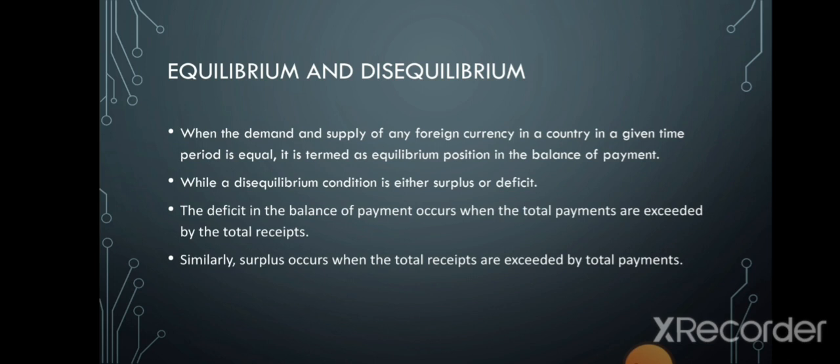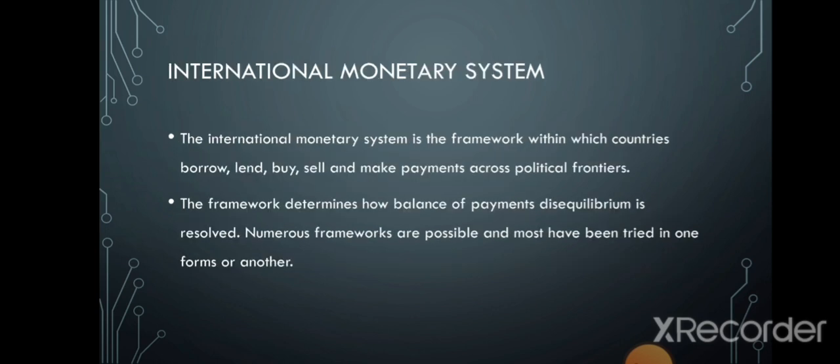So there are different types of balance of payments disequilibrium like cyclical disequilibrium, secular disequilibrium, structural disequilibrium, temporary disequilibrium, and the fundamental disequilibrium. Then students, I would be discussing the international monetary system. What is the international monetary system?